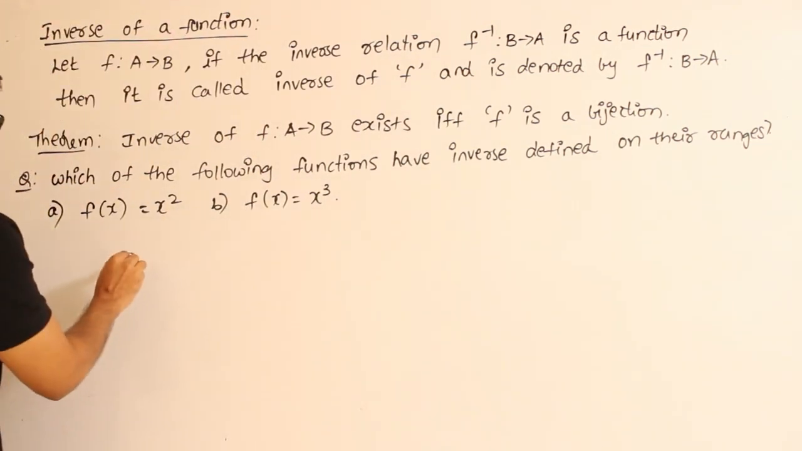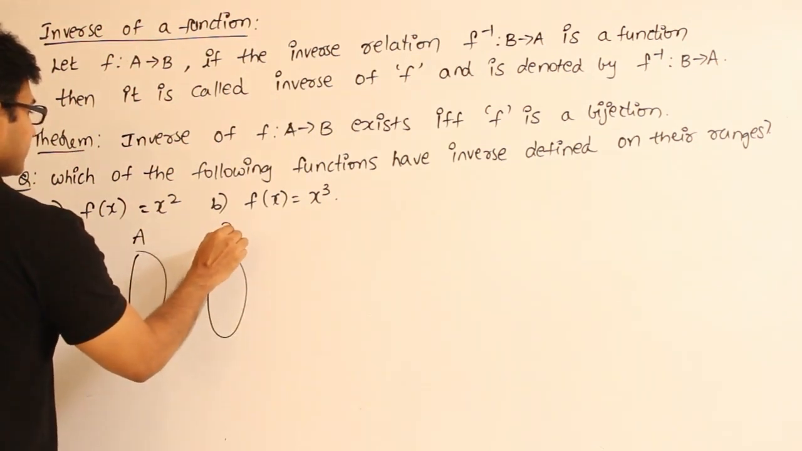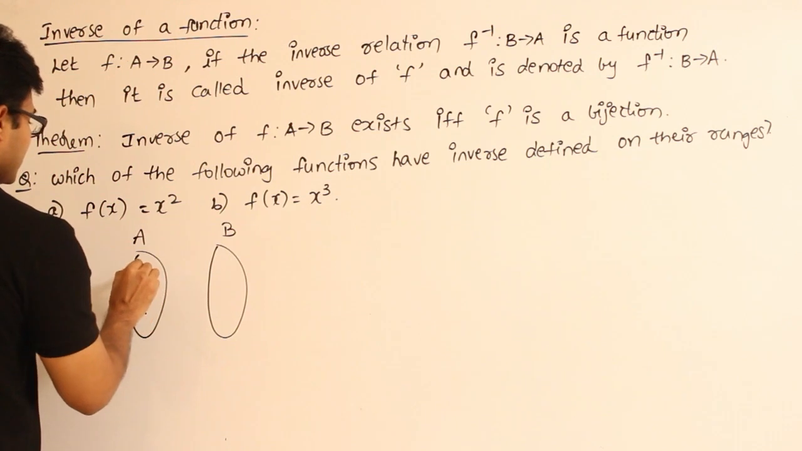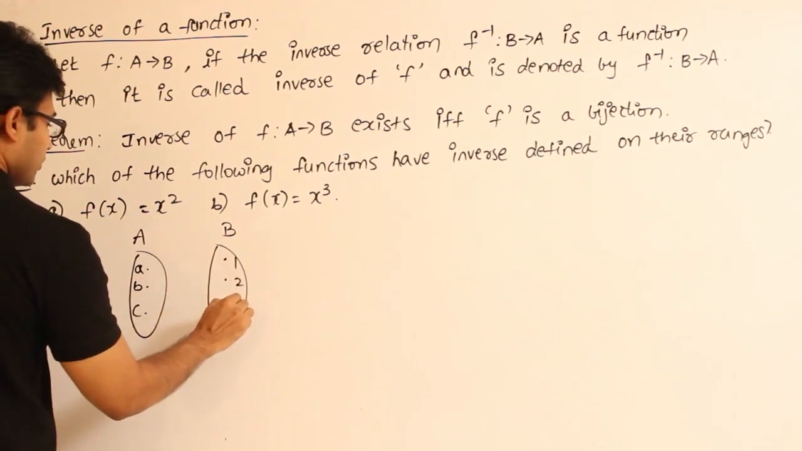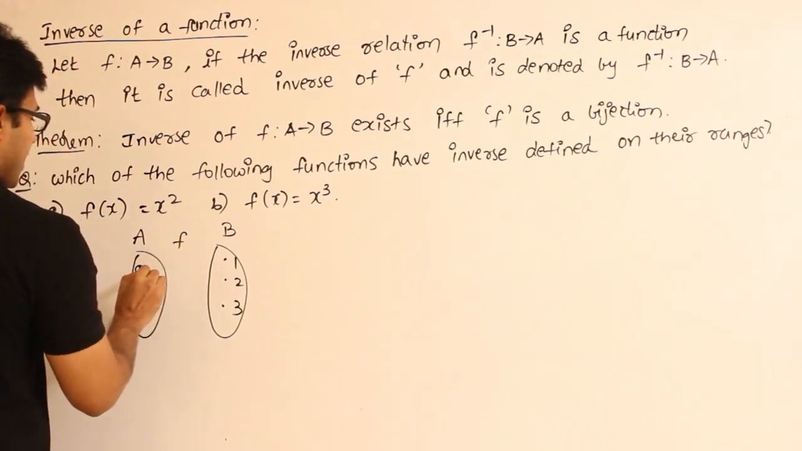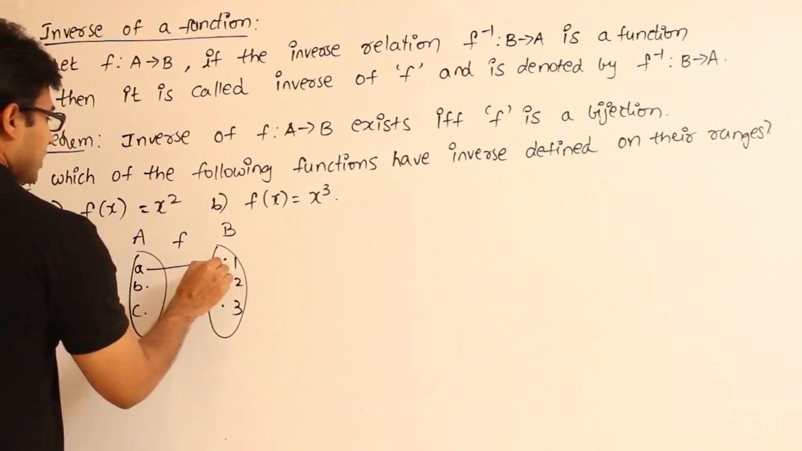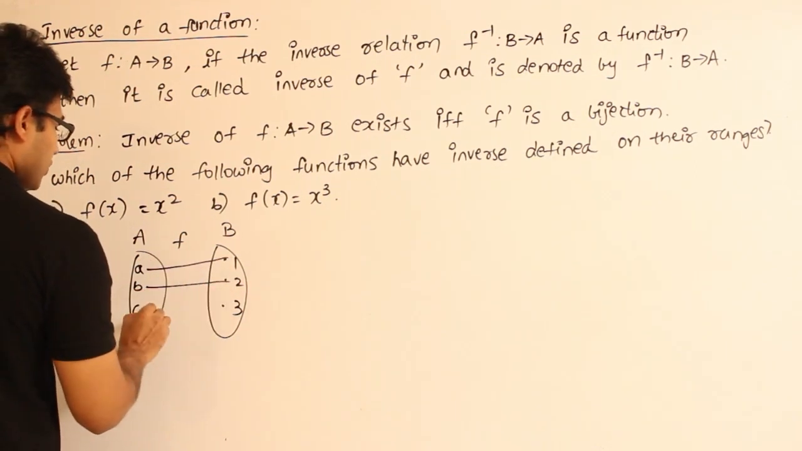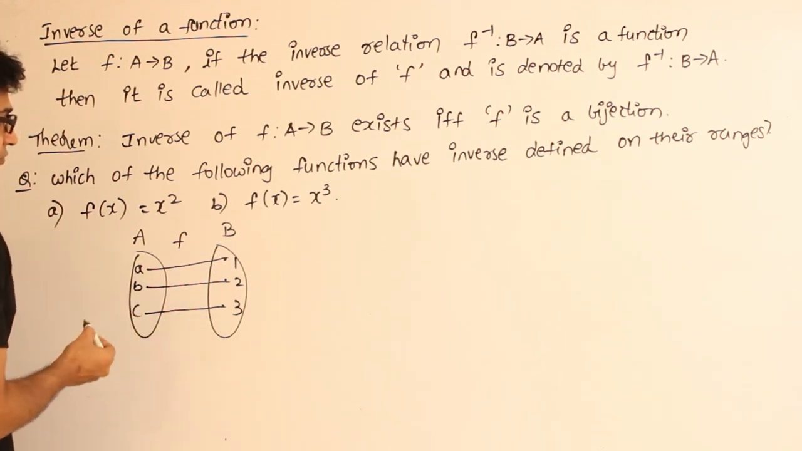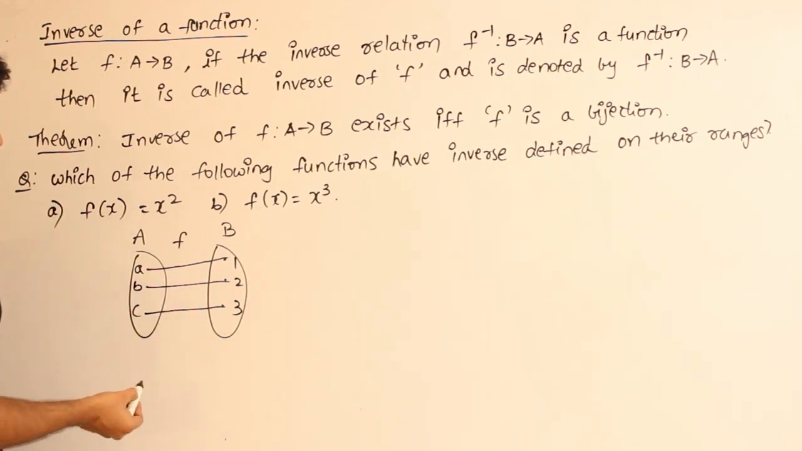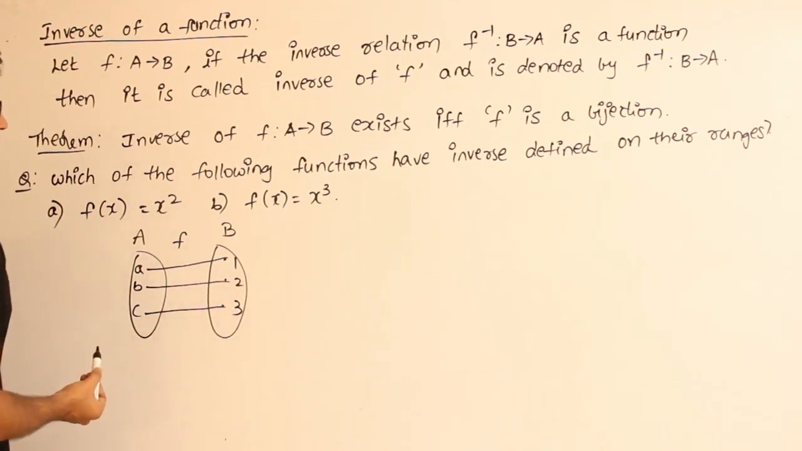See this, if you have a set A and a set B, let's say we have three elements here, a, b, c, and three elements here, 1, 2, 3, and f is a function mapping all the elements of A to elements of B this way. A is mapped to 1, B is mapped to 2, and C is mapped to 3. Now what about f inverse? F inverse will be a function only when you take the inverse mapping and you see that it is a function.